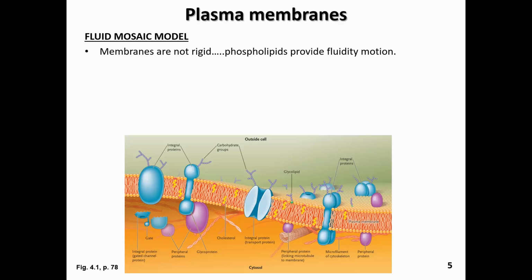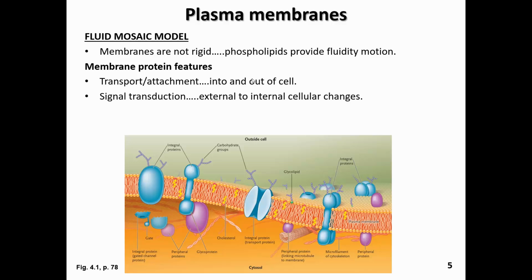So continuing with the fluid mosaic model, this is a general model that describes membranes not being rigid. The phospholipid interior hydrophobic nature of the chemical bonds allows those bonds to form and break and form and break repeatedly, providing a fluid nature to the membrane. And some of the key features of the membrane proteins is that the proteins are involved with transport or attachment of other molecules or ions into and out of the cell.